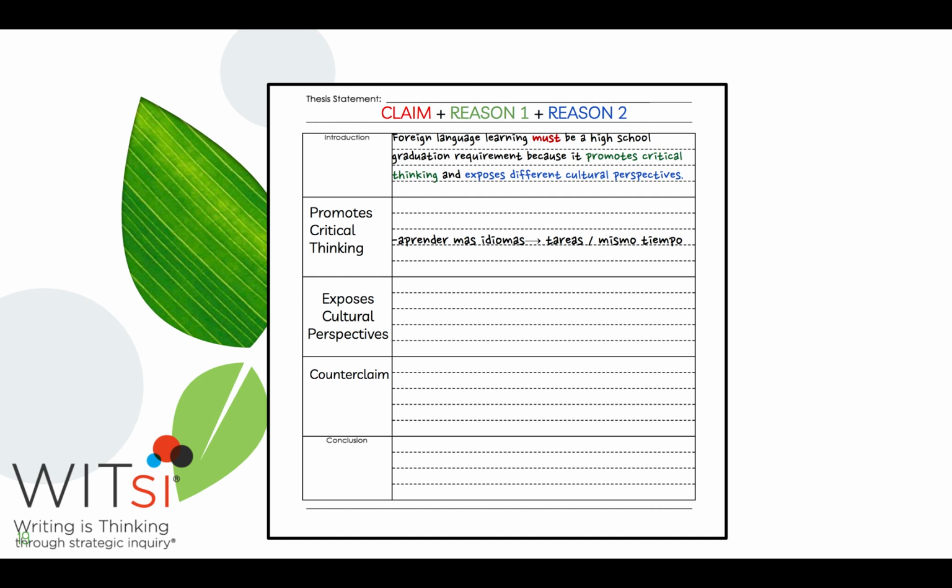Each reason will have its own body paragraph. Promoting critical thinking serves as the first body paragraph, and exposing cultural perspectives will serve as the second body paragraph. The third body paragraph will then serve to address the counterclaim. Please keep in mind that the pacing and focus will have to adjust in order to specifically address student needs. In this essay outline, the student was able to transfer their notes from the text during their reading into the essay outline directly, and this will save time when looking for information to include in the essay itself.